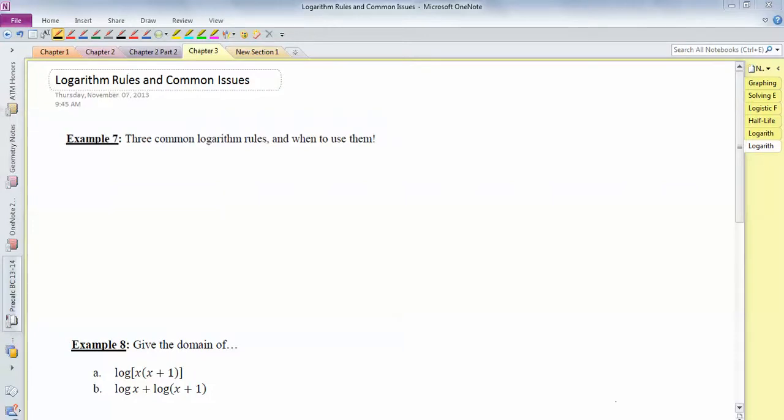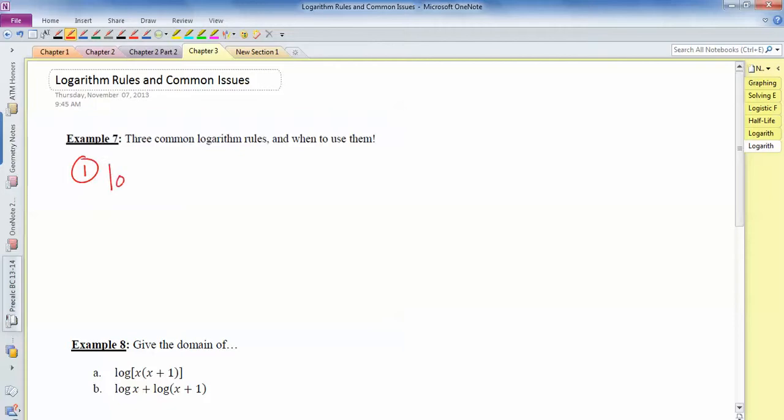Okay, so this video is going to be about logarithm rules, some common ones that we've used before, and then issues that people run into with them.